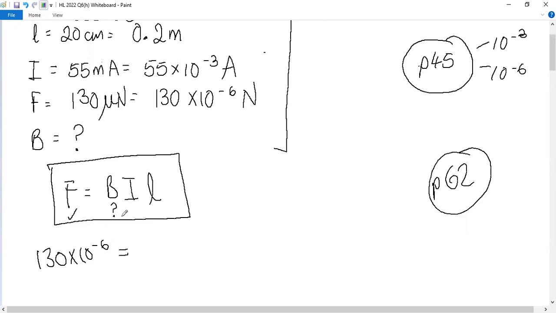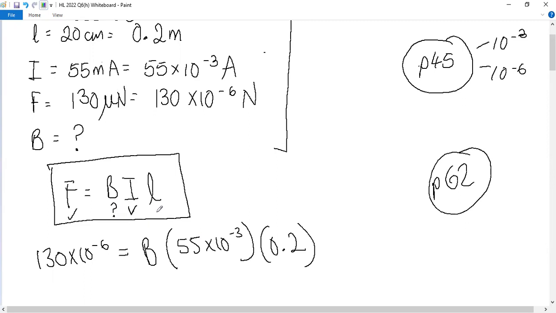B is still a question mark for me, so I'll leave it as the letter B. I current is 55 by 10 to the minus 3. Superb. And my length is 20 centimeters or 0.2 meters. So you've got your plugging in bit done now. You need to bust out the calculators at this point.